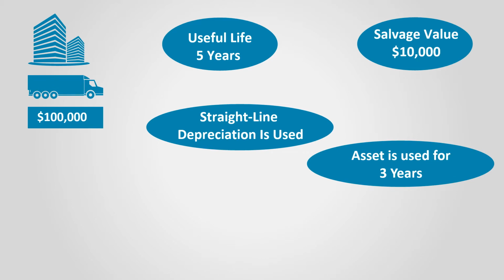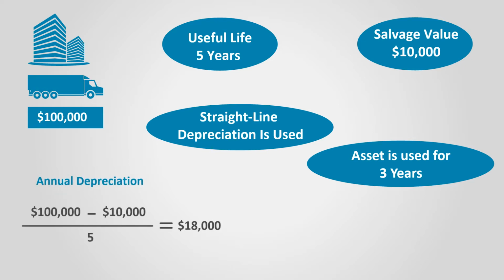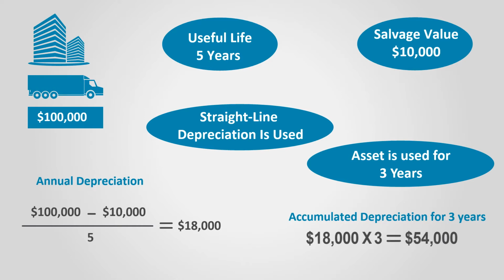We need first to calculate the accumulated depreciation of the truck to get its book value on that date. The accumulated depreciation is the sum of the annual depreciation for the 3 years in this case. To calculate the annual depreciation, the salvage value is subtracted from the cost of the asset, then divided by the number of years of useful life. So it is equal to 100,000 minus 10,000 divided by 5 years, so the annual depreciation is equal to $18,000. The accumulated depreciation for the 3 years would be equal to the annual depreciation multiplied by 3, so it is equal to $54,000.